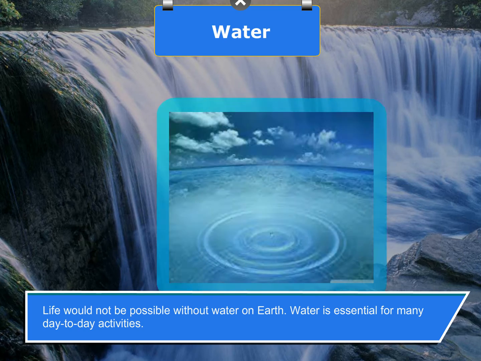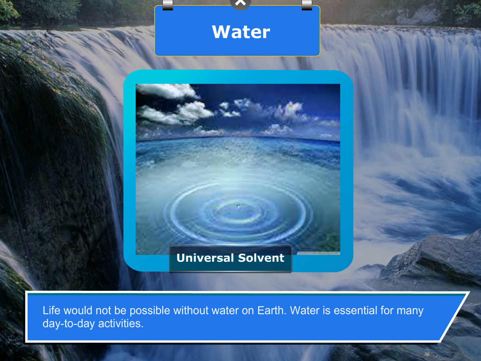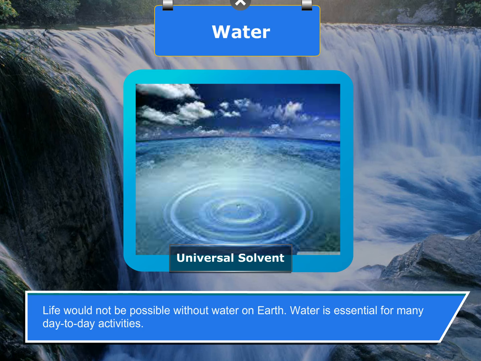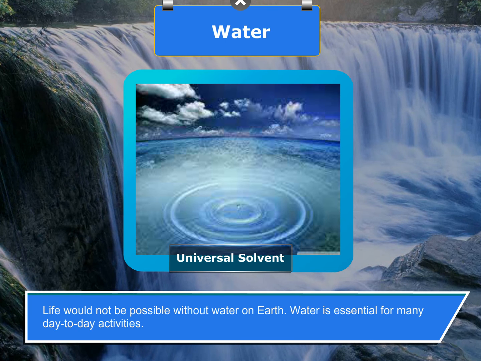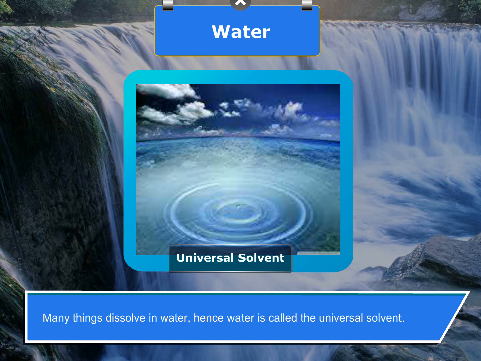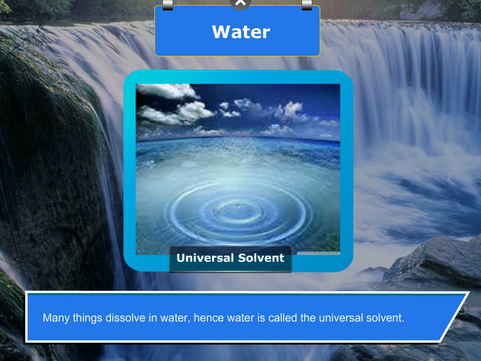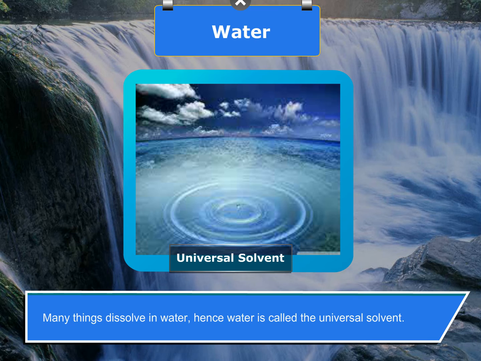Water. Life would not be possible without water on Earth. Water is essential for many day-to-day activities. Many things dissolve in water. Hence, water is called the universal solvent.